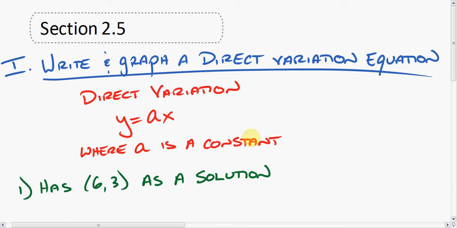This is section 2.5, part 1. We're going to look at direct variation in this part. We're going to write a direct variation equation, and then we're going to graph it. So it's two parts to each problem. So, what is direct variation?